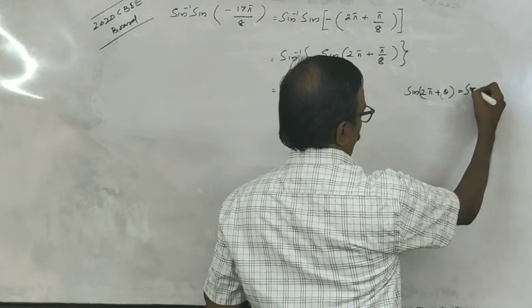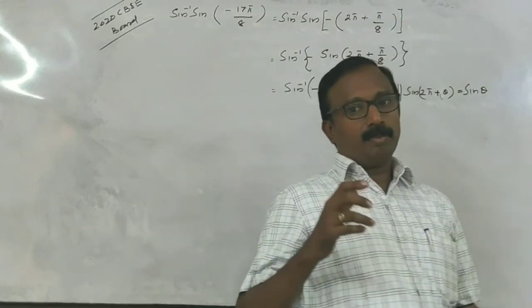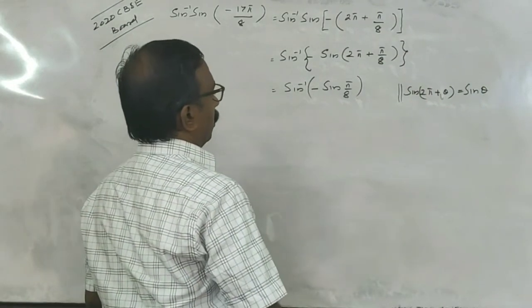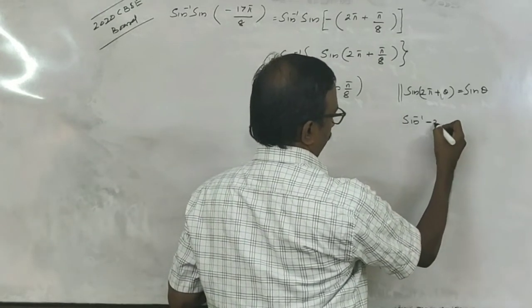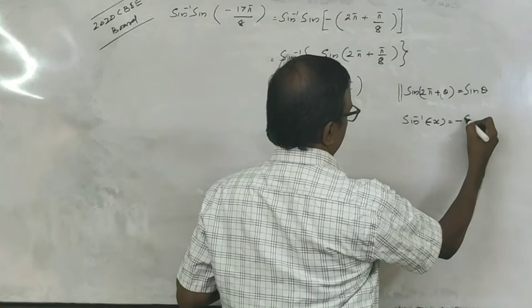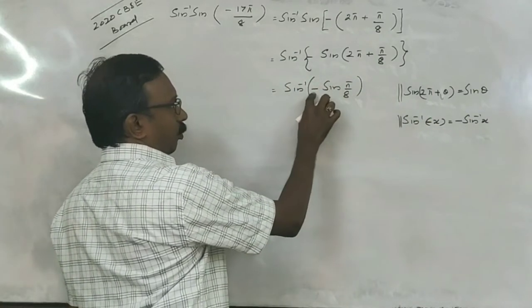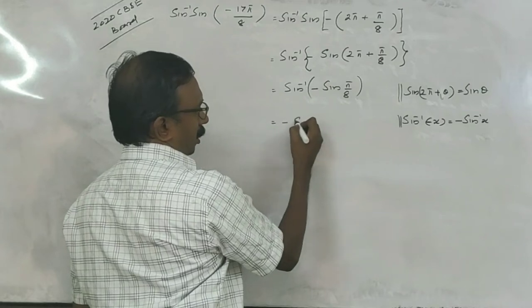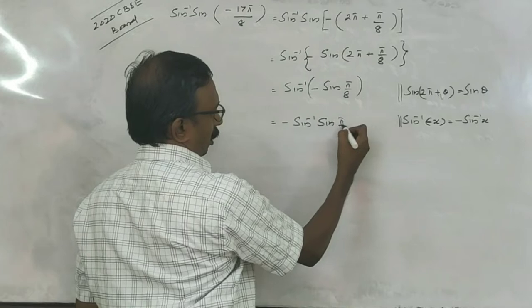It is equal to sine theta because it comes in the first quadrant. Sine inverse of minus x is minus sine inverse x, one of the known results. So sine inverse of minus sine pi by 8 is minus sine inverse sine pi by 8.